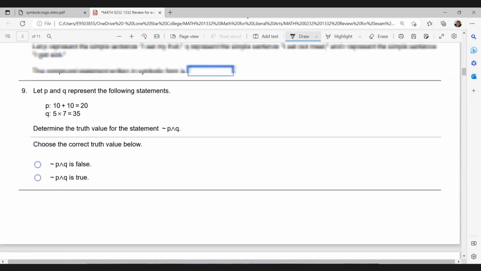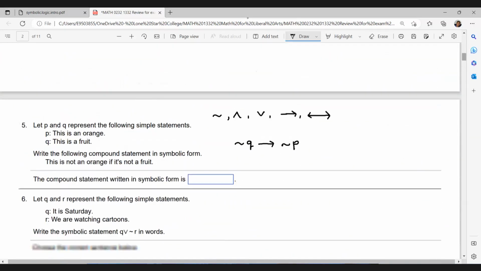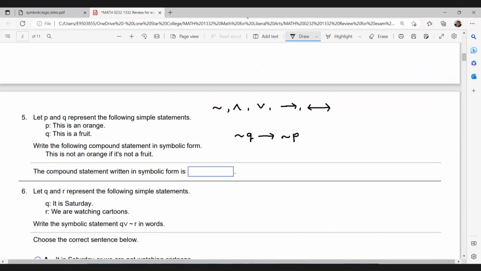Okay, so let's go back. They were trying to be a little bit tricky here. If it is not a fruit, then... okay. I'm not really a fan of tricking people like that, but that's just the way this program wrote this particular example. But I've reviewed the exam and we don't have anything like this. So it's going to be straightforward, okay?